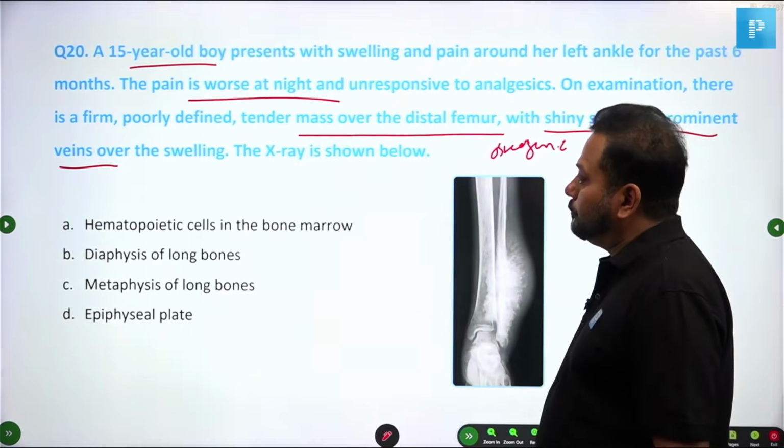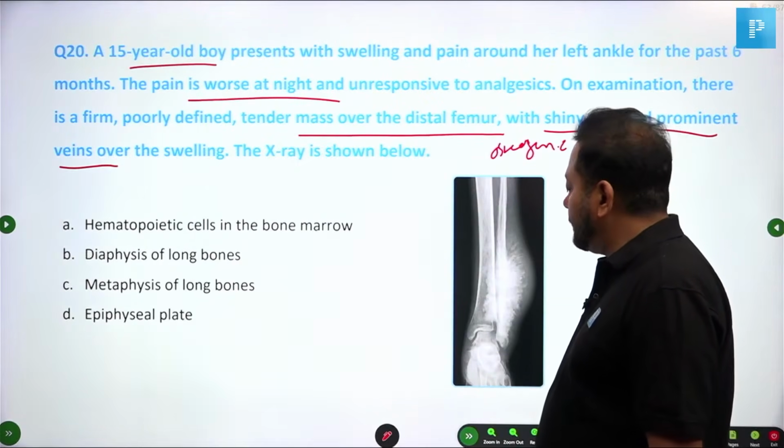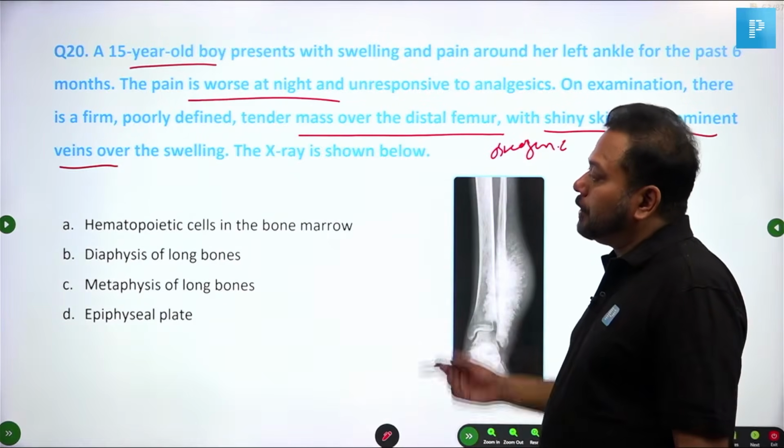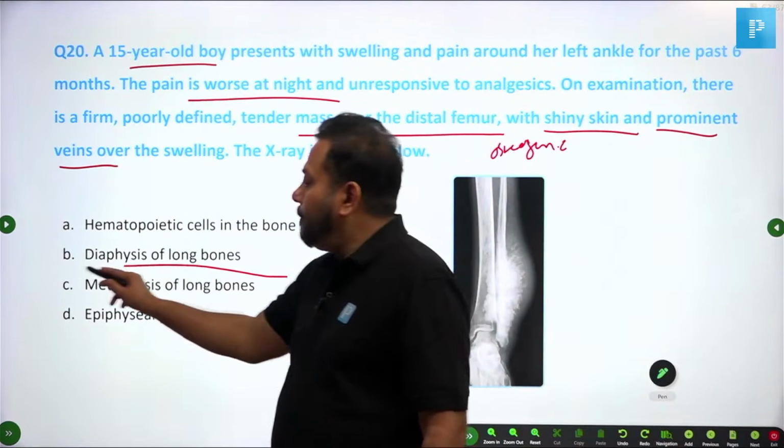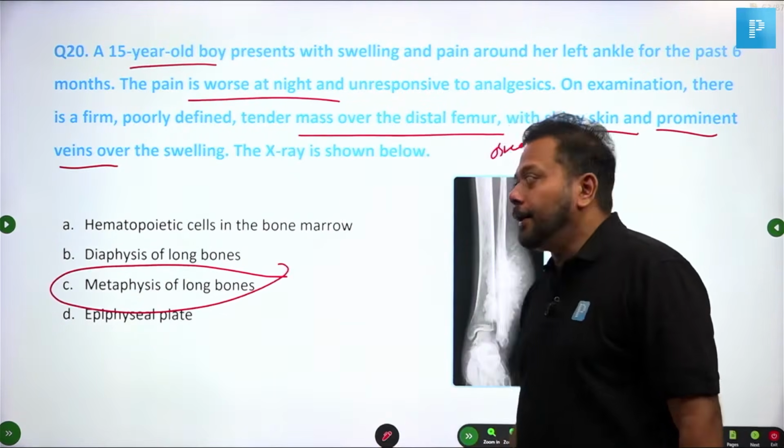X-ray shown below. Hemopathic cell in the bone marrow, diaphysis of the long bone, metaphysis of the long bone. So your osteogenic sarcoma should arise from the metaphysis. So C should be the right answer.